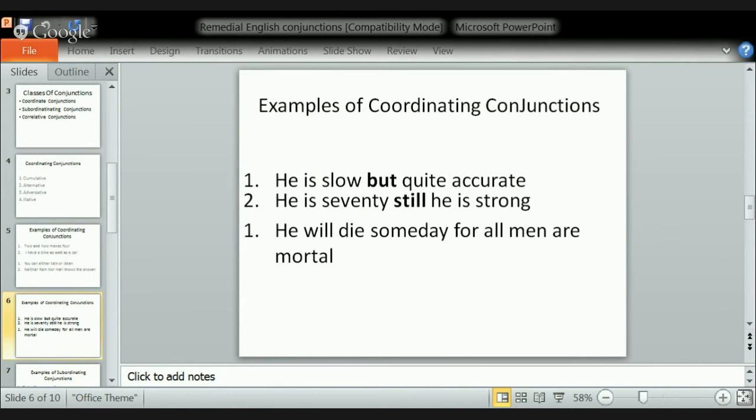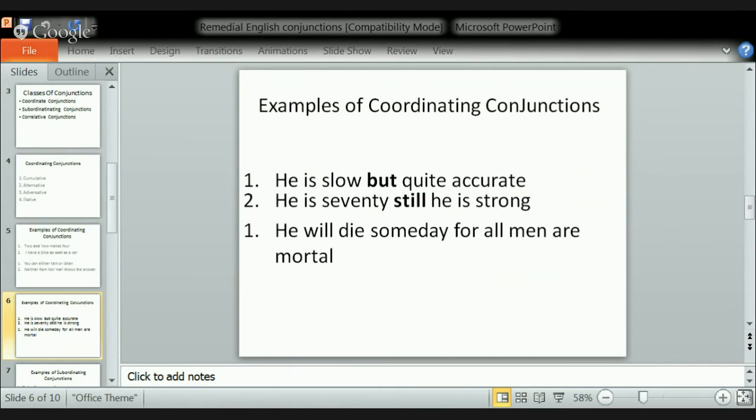Next is, she makes friends wherever she goes. Wonderful. So what is that? Wherever she goes, she makes friends, so it is dependent upon wherever she goes. So wherever again is the subordinating conjunction, which I said is about having a dependent clause and an independent clause.